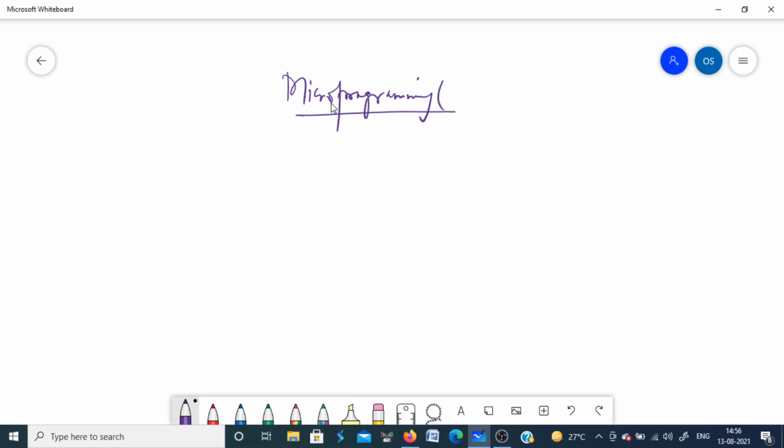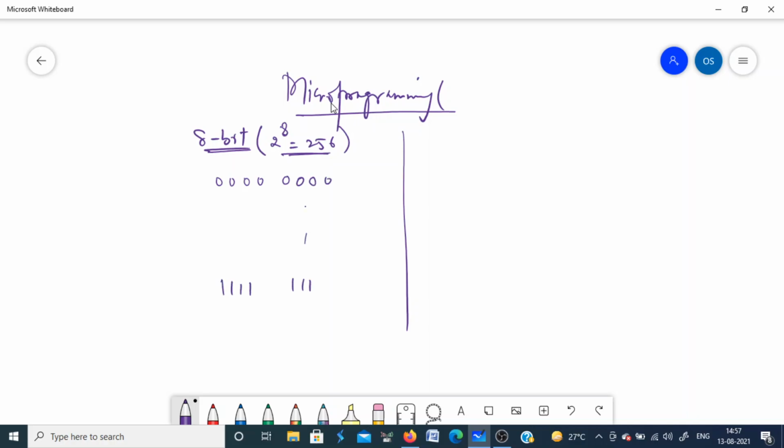So microprogramming means which binary pattern is used for what purpose is decided at the design level. It means if you have an 8-bit processor, in the 8 bits you can have 2 to the power 8, that is 256 bit patterns. So you can have 0 0 0 0 0 0 0 0 up to 1 1 1 1 1 1 1 1. Of course we use hexadecimal: this is 00H, this is FFH. It means the maximum number of operations the processor can do is 256, not beyond that.